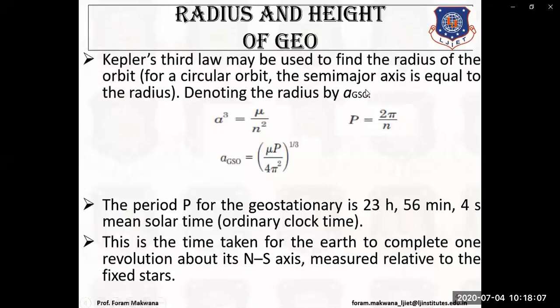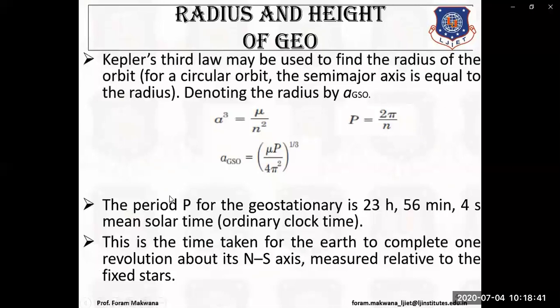How? Simply place a_GSO instead of a. So, a_GSO cube is equal to mu upon n square, but the value of n is 2 pi upon P. Okay? So, the square of 2 pi upon P gives 4 pi square upon P square. So a_GSO is equal to mu P square upon 4 pi square, raised to 1 upon 3.